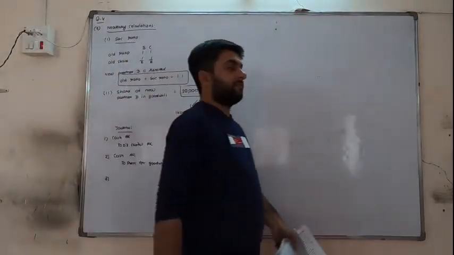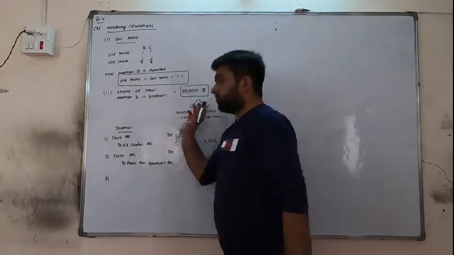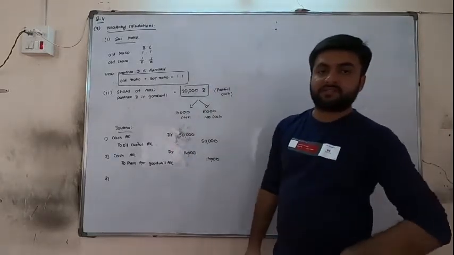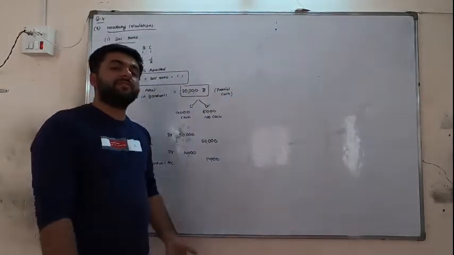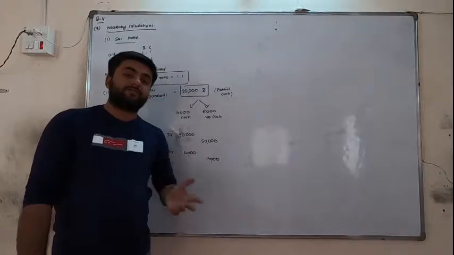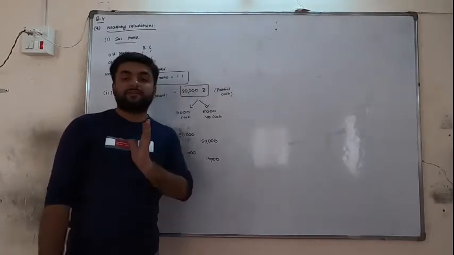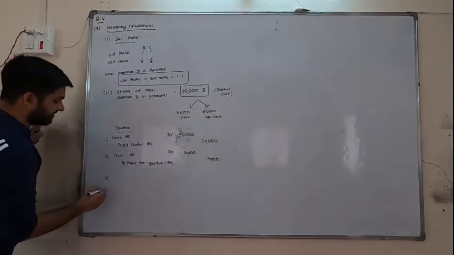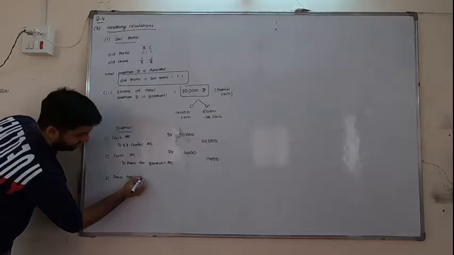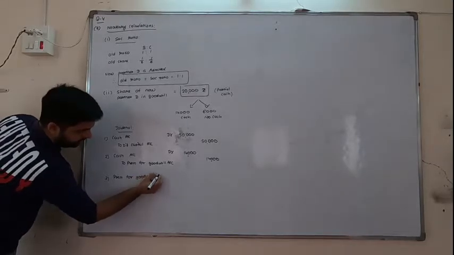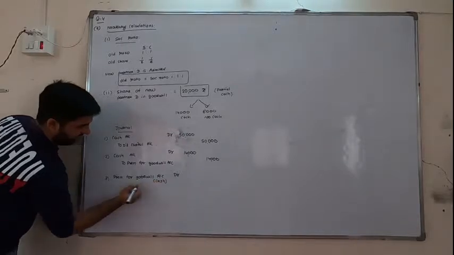The next entry as per the format is to distribute the goodwill premium among partners. Out of 20,000, 14,000 is in cash, so the remaining 6,000 is no cash. So premium will be debited with 14,000. The new partner is not bringing 6,000, so the new partner's account will be debited and old partners will be credited. So the next entry is very important. Premium for goodwill account debit, this I will write in bracket cash.